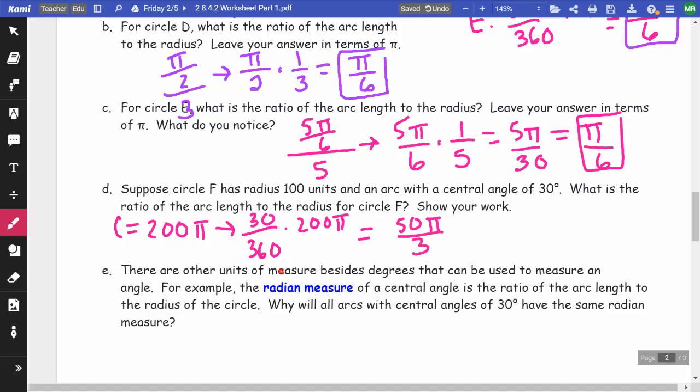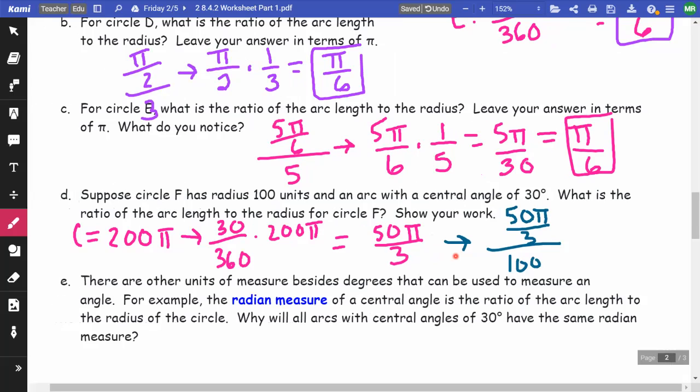So now they want me to do the same thing I did here, where I take the arc length over the radius. Okay, so let me do that in a different color. I'm going to take my arc length, which is 50 pi thirds, divide it by my radius, which is 100. And I am going to get basically 50 pi. And what you'll notice happens is the 3 and the 100 are going to end up together on the bottom, because I'm dividing by 100, which means I'm multiplying by 1 over 100.